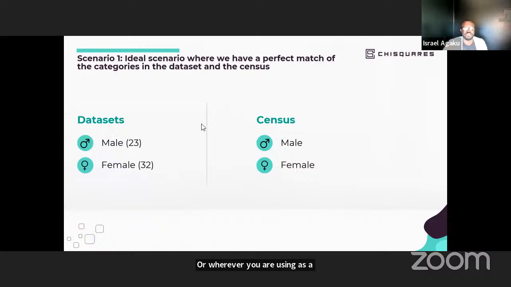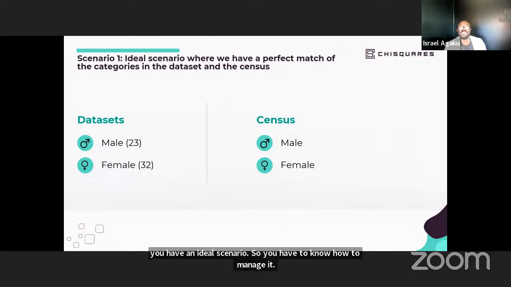So here, for example, the ideal scenario is that in my data set, I'm trying to weight on gender, and I have male and female as the categories. And in the census data, I also have male and female. The categories you are trying to weigh must be the exact categories that you have in the reference population, in this case, the census. So this is an ideal scenario. Now, it's not every time you have an ideal scenario, so you have to know how to manage it.